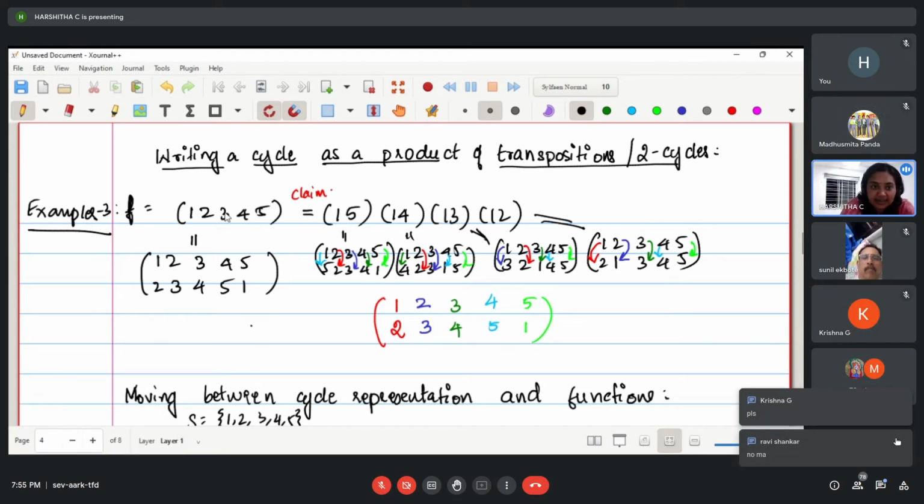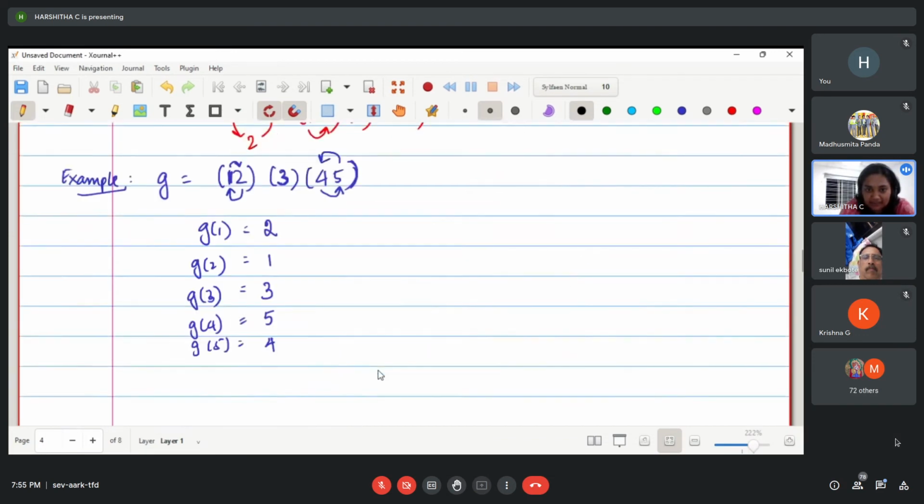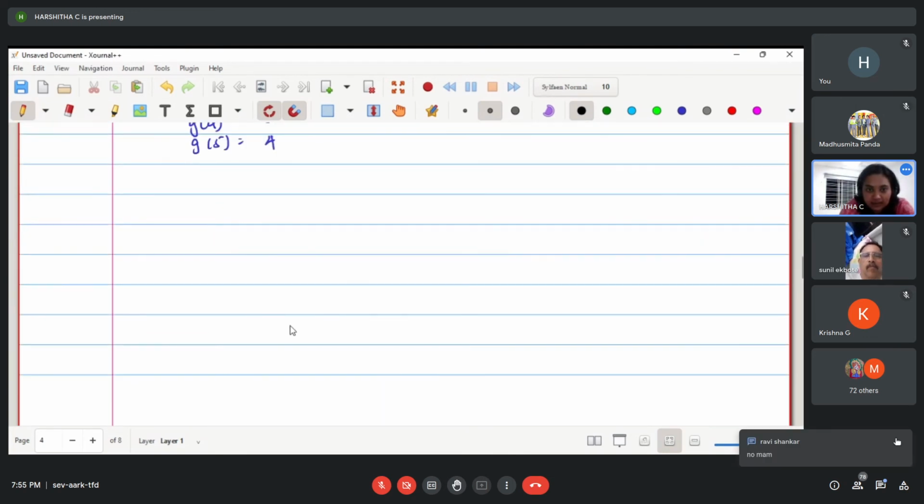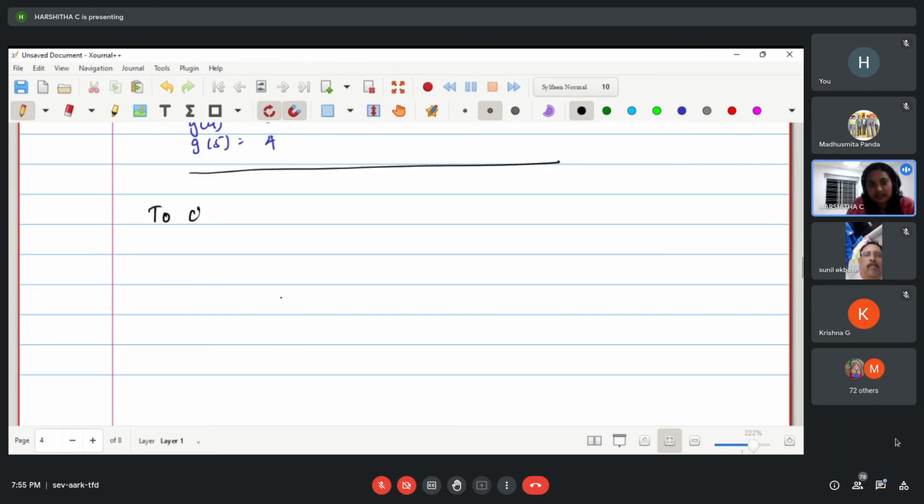Forget everything. Let's just verify that this cycle and this product of cycles that we have written are the same thing. Our aim is to check that (1 2 3 4 5) is equal to (1 5)(1 4)(1 3)(1 2). Let's give them names for simplicity. We'll call these F1, F2, F3.